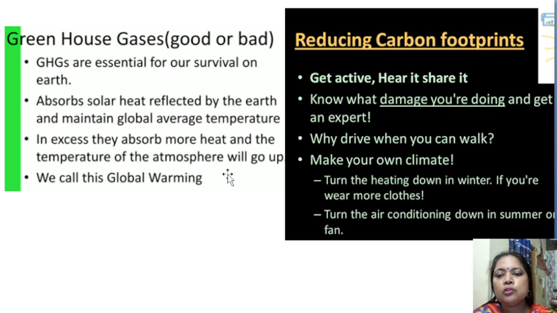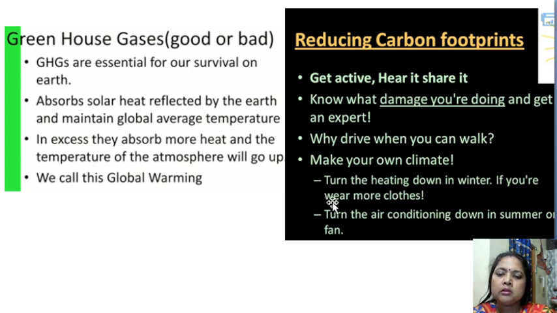Okay, so how can we reduce carbon footprints? Get active, know the damage you are doing, and get an expert. Why drive when you can walk? This means suppose we want to go to nearby places, then we can go by foot or we can walk without using a vehicle or automobile.